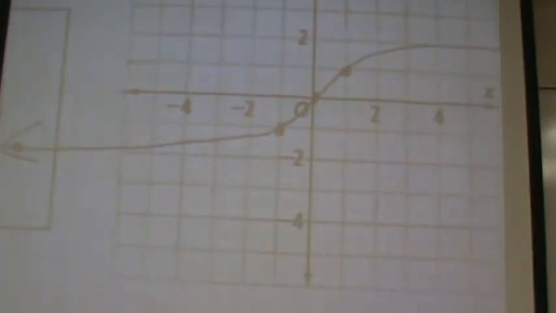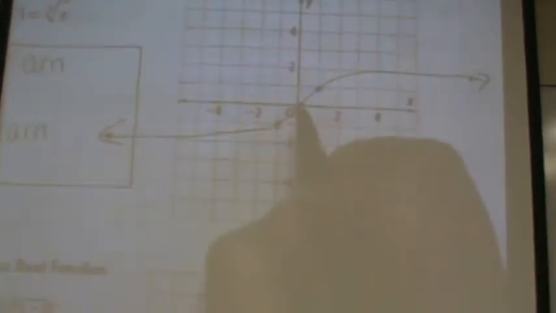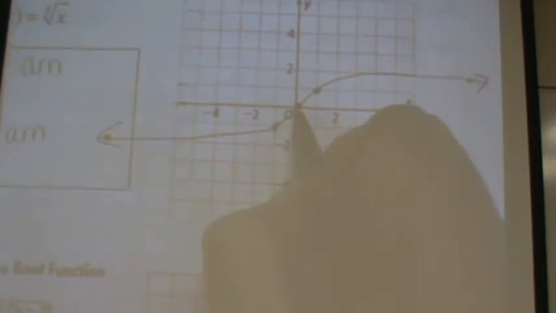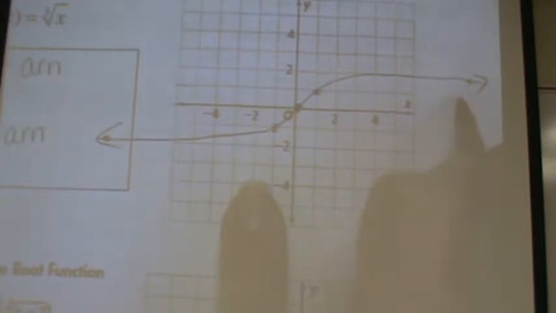Looks like a snake. In my mind, there's your center, 0, 0. And why is this a 1? Because the cube root of 1 is 1. Why is this a -1? The cube root of -1 is -1. The cube root of 8 is 2. You get it?